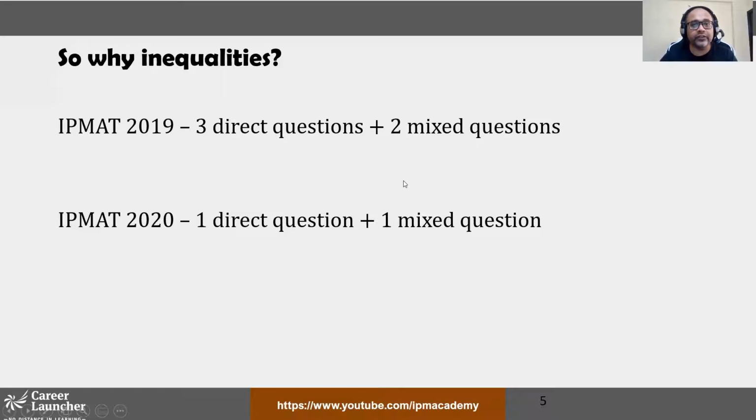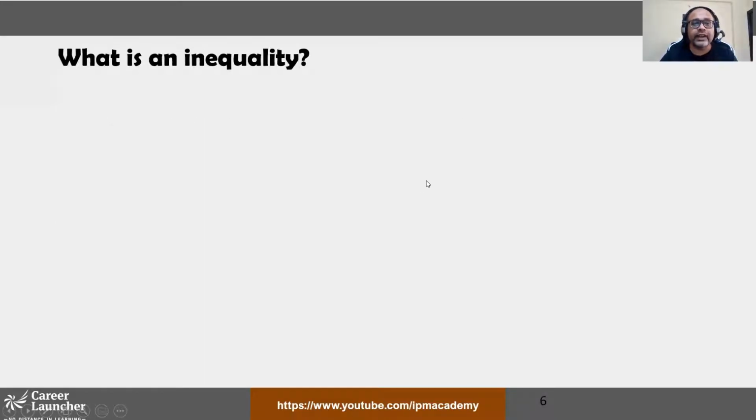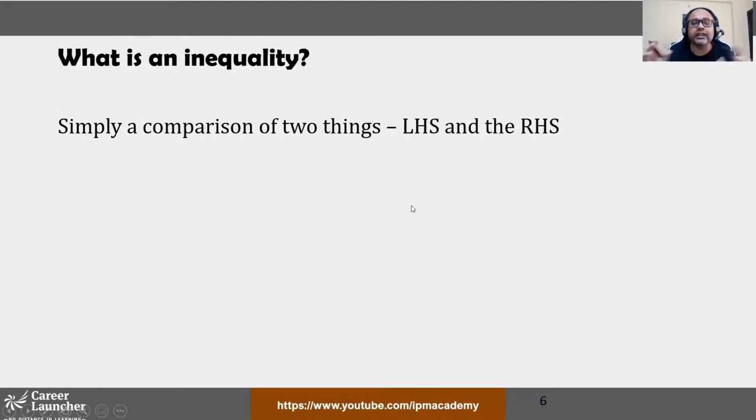Well, let's start off. So what is an inequality? Inequality is nothing but a comparison of 2 things. Very simple. It's a comparison of a left-hand side and a right-hand side. Now, in between the left-hand side and right-hand side, there will be some symbols put. There are typically 4 symbols that we will see. The equal to sign, all of you know. Apart from the equal to sign, there are 4 other symbols which we will use in inequality.